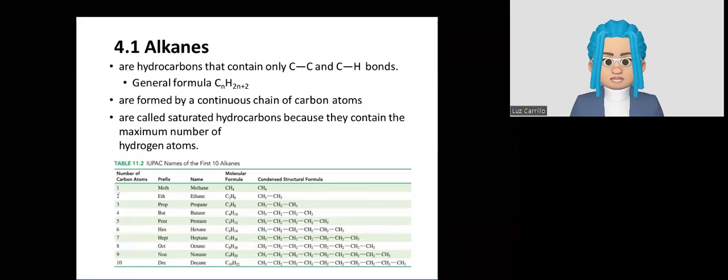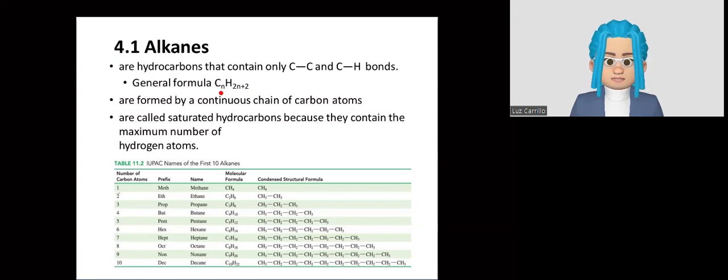In this video, we're going over the concepts of alkanes and their nomenclature. Alkanes are hydrocarbons that contain only carbon-carbon single bonds and carbon-hydrogen single bonds.